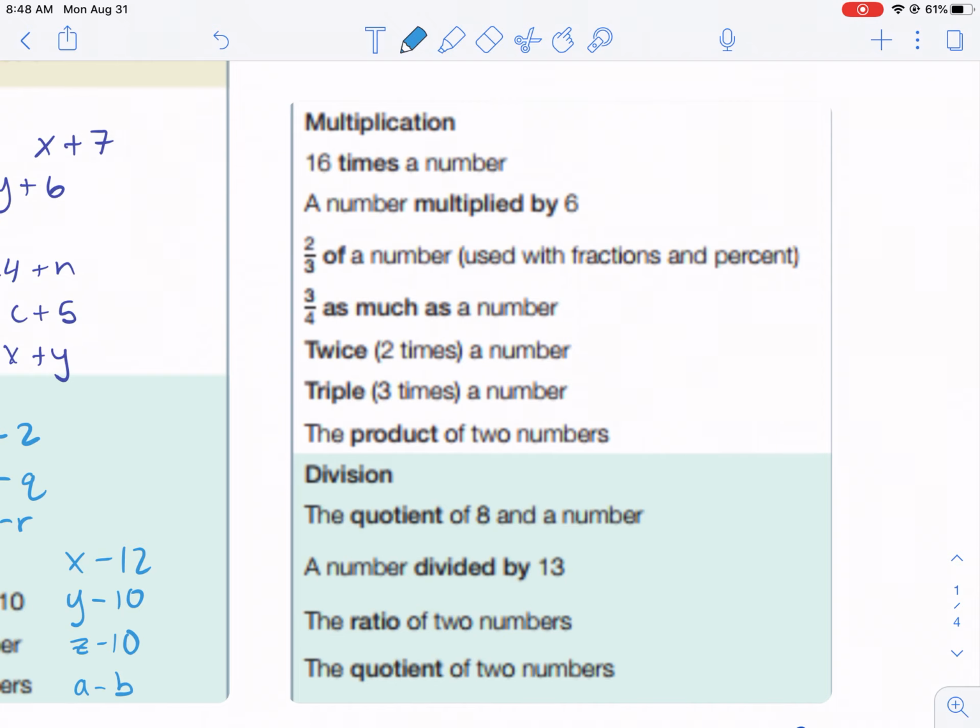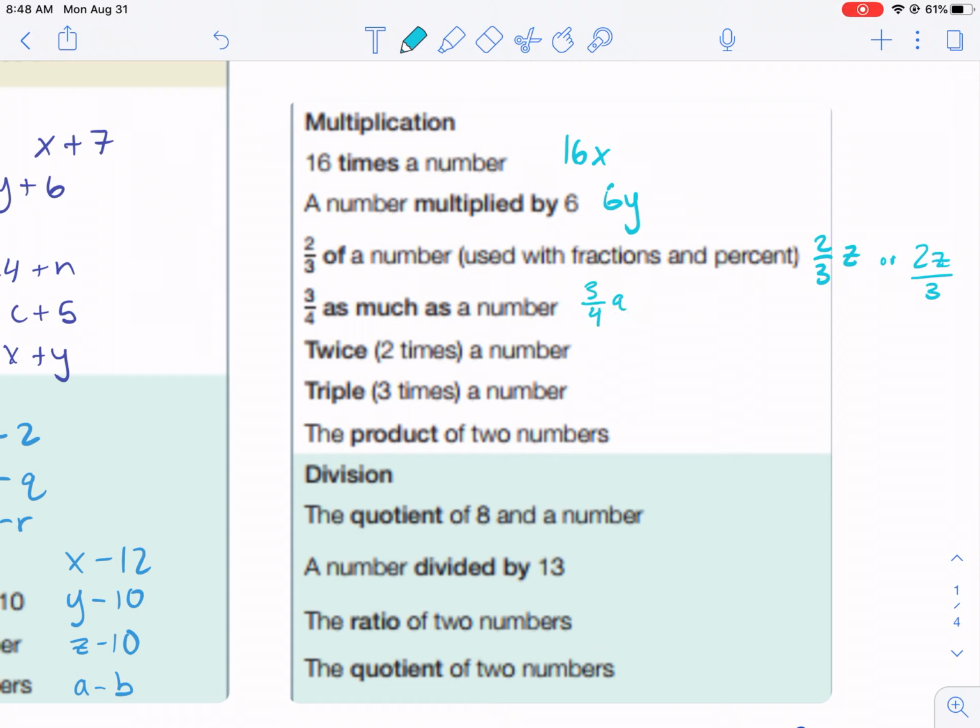16 times a number. We're talking about multiplication now. Let's switch colors. So we have 16 times a number. We'll just call it x. A number multiplied by 6, 6y. 2/3 of a number, 2/3 z. Or, this is what I prefer, 2z over 3. It's the same thing. Okay? I like putting the variables in the top though. 3/4 as much as a number. Well, we can call this 3/4 a.